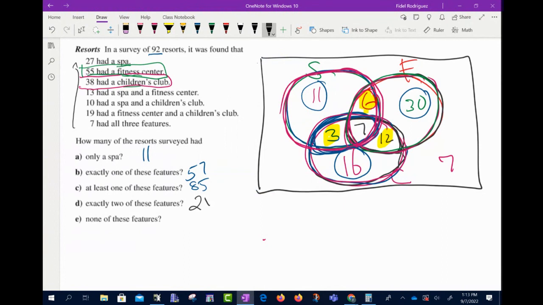Okay, and then part E, y'all, says none of the features. What number was outside the circles? Very good. And you got it.